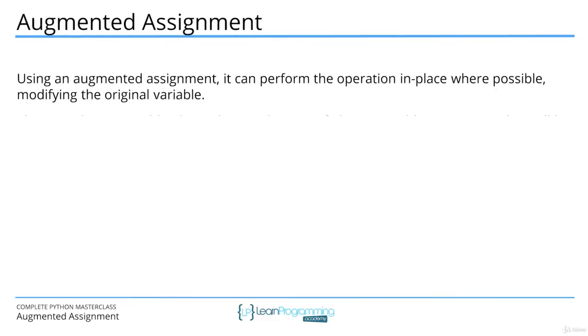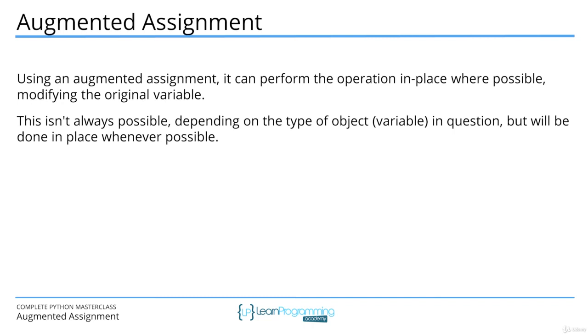Using an augmented assignment, it can perform the operation in place where possible, modifying the original variable instead of creating a new one. Now this isn't always possible depending on the type of object the variable in question is, but it will be done in place whenever possible. Alright, so let's switch back to the code.